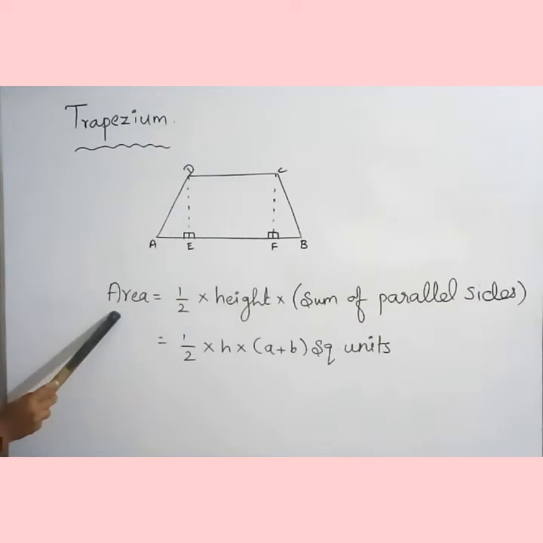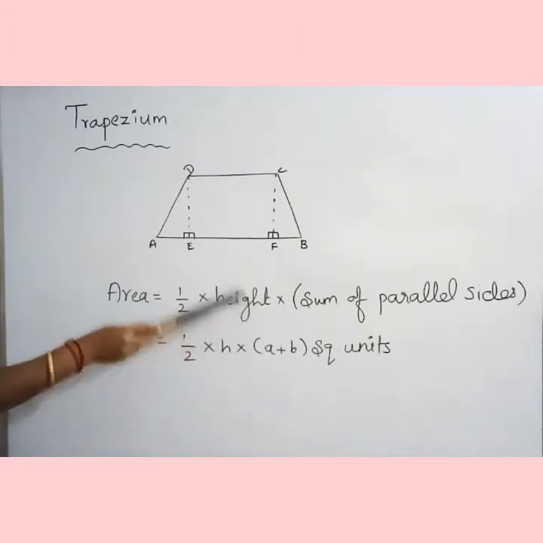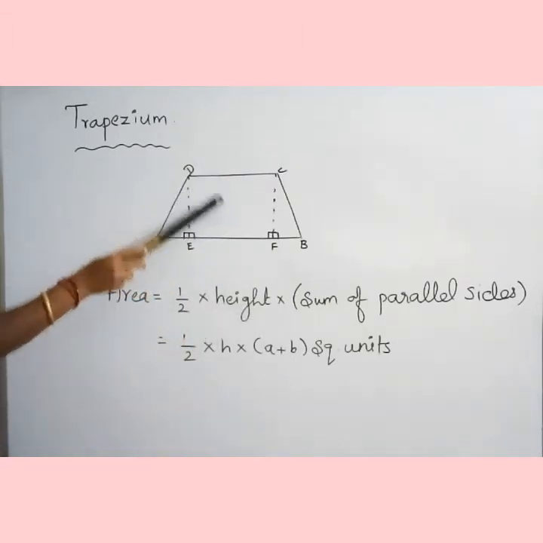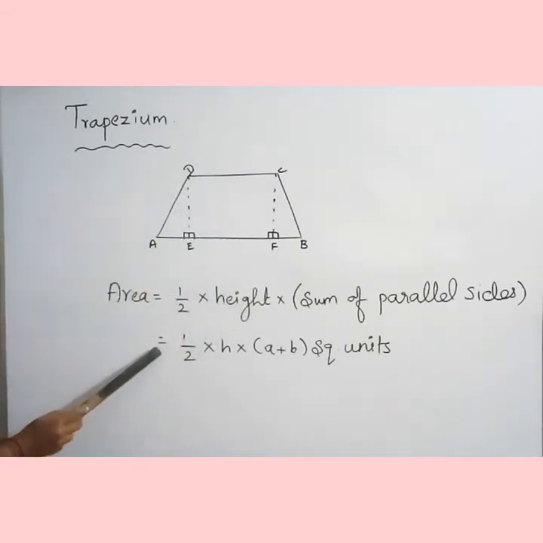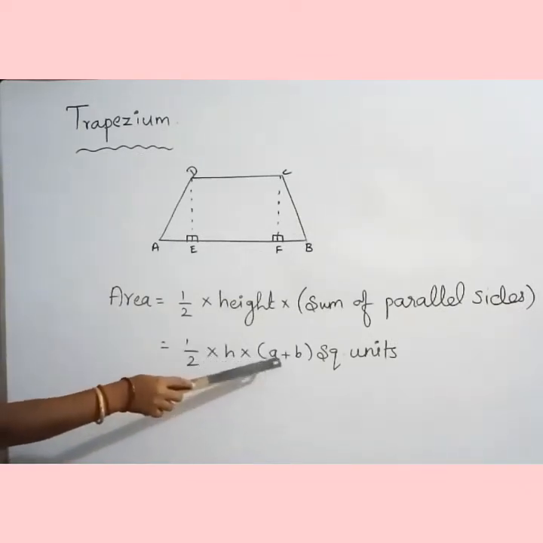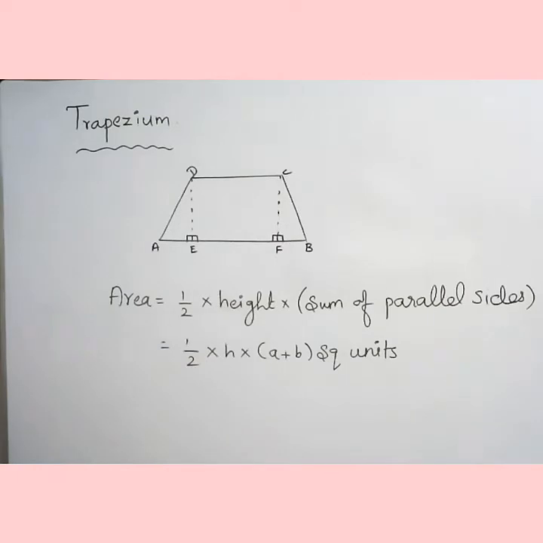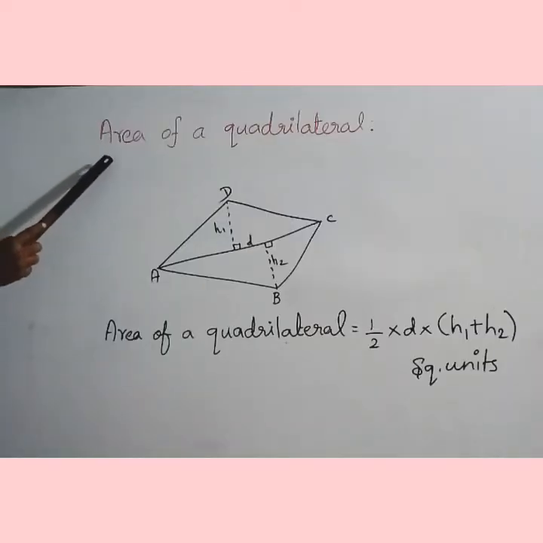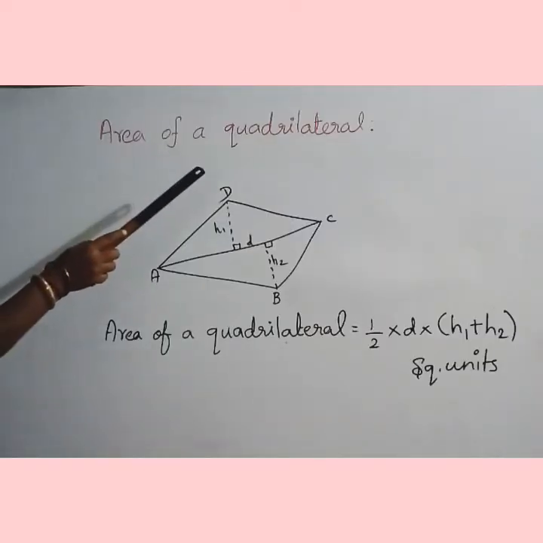Area of a trapezium equals half into height into the sum of parallel sides. So, half into height into (a plus b) square units. a and b are the opposite sides of a trapezium. Clear? Next one, area of a quadrilateral.